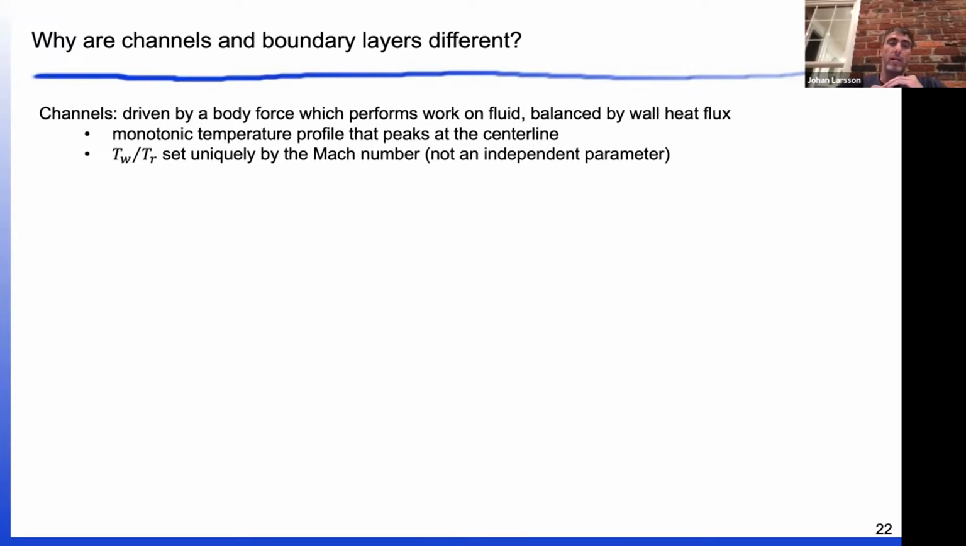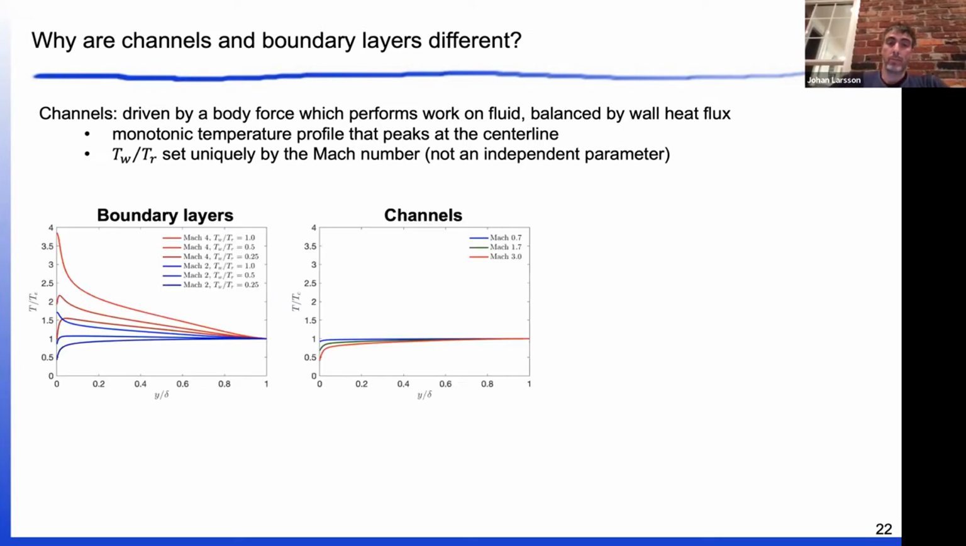Well, a channel flow is driven by a body force, which then necessarily performs work on the fluid. So that's an energy source. And the only way the energy can be lost is through the wall heat flux. This means that a channel necessarily has a temperature peak at the center line. It also means that the wall cooling ratio is uniquely determined by the Mach numbers. It's not an independent parameter. And therefore, the nature of the temperature profile is quite different in a boundary layer compared to a channel.